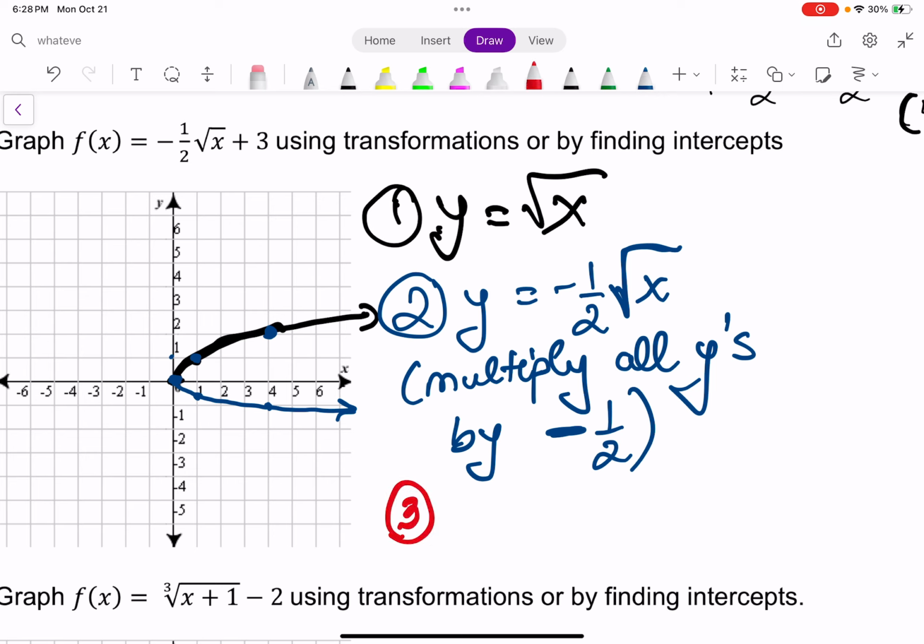Finally, the last transformation or function is take the negative 1/2 times square root of x and add 3 to it. So clearly all these points are going to go 3 units up. So here it is. Don't make it too shallow. Still moving.